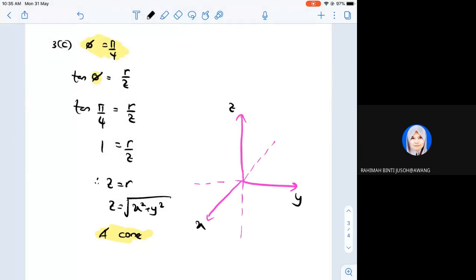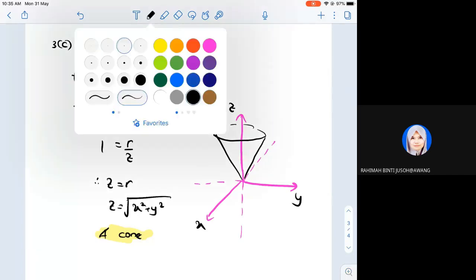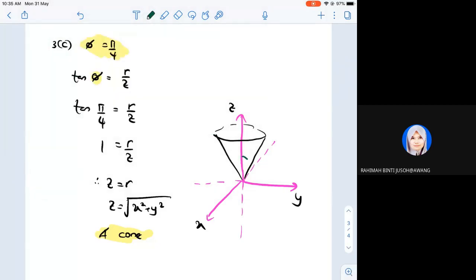Alright, so we have this cone. So why does phi equals to pi over 4 represent a cone? Where is the position of phi? Phi tu dekat sini guys, from the z-axis to this line. This is your phi equals to pi over 4, 45 degrees. So that's why phi equals to pi over 4 represents a cone. Understand? Understand guys? Yes, madam. Okay, good.